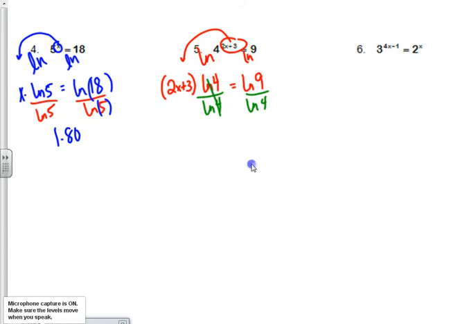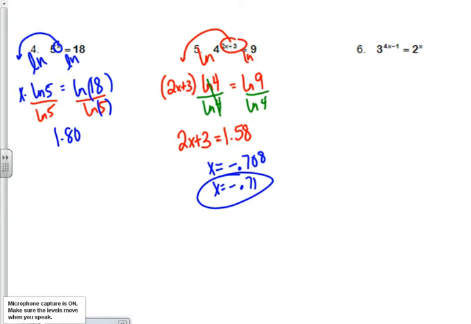And I get still 2x plus 3 on the left side equals 1.58. I'm going to subtract 3 and then divide that answer by 2. And I get an answer for x of negative 0.708, but I think I rounded to the hundredth, so I should say negative 0.71.